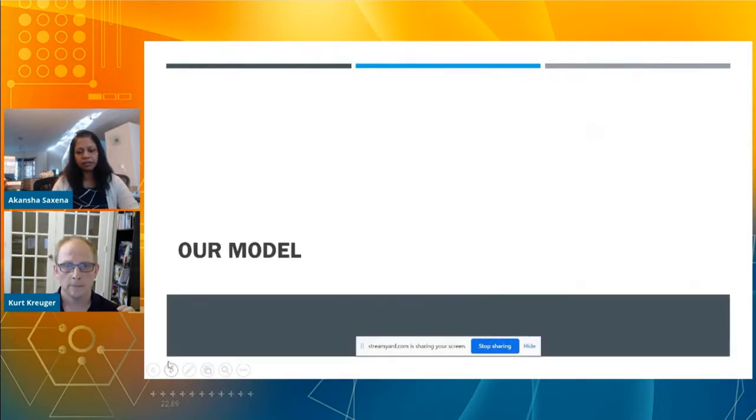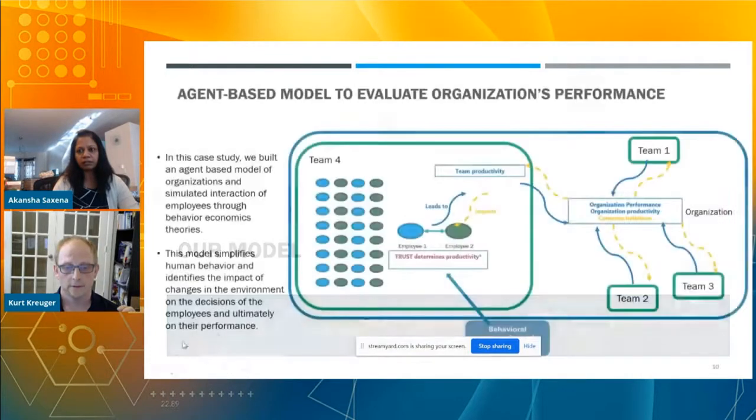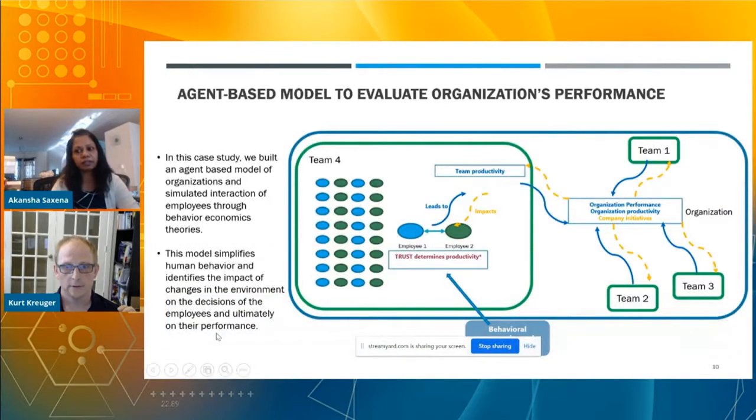For the next slide, I am going to pass it on to our collaborator, Kurt, who can give a description of the model and how we brought all of this together. So Kurt, over to you. Great, thank you. Just to check, Akansha, can you hear me? Okay.